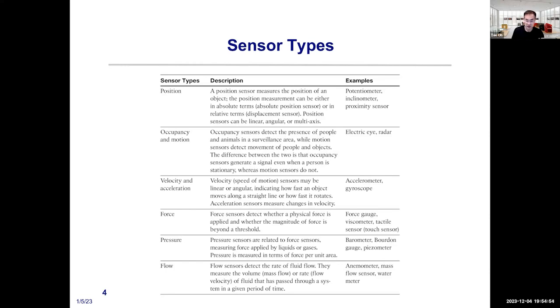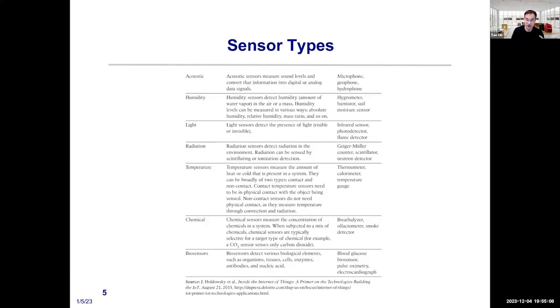Force, how physical force is being applied, how much push, pressure as well as flow, and there are a lot of things that you can measure. Also, you can measure the acoustic sound level, not just the sound quality. You will convert it into digital form. Humidity, light, radiation, temperature, and there are also different types of chemical, carbon dioxide. Even a smoke detector can detect chemicals as well. There's a biosensor that detects biological elements, organisms, tissue, cells, and enzymes, and things like that.